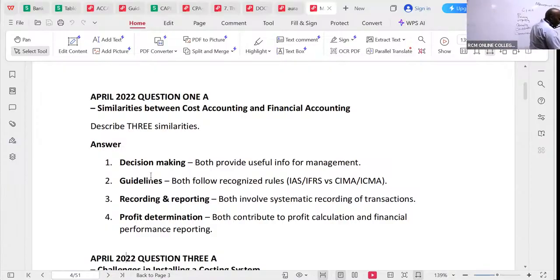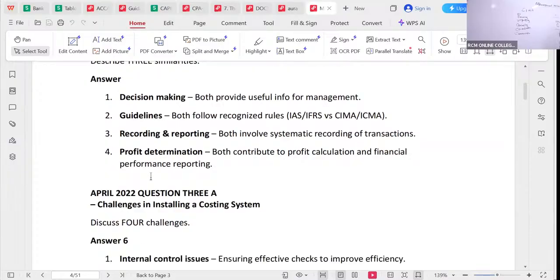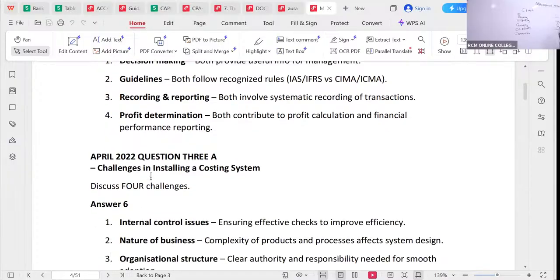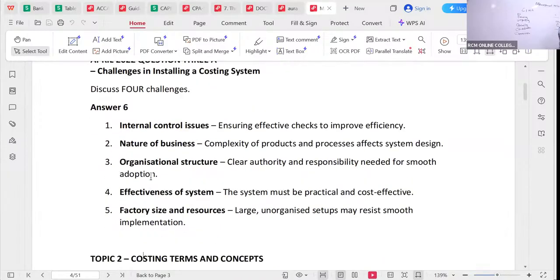Similarities. All right. April 2022, question number 3A: challenges in installing a cost accounting system. Are you able to give me those challenges? Try to give me the ones that are not there. When you want to install any accounting system, such as costing, there are challenges. I know one of them.